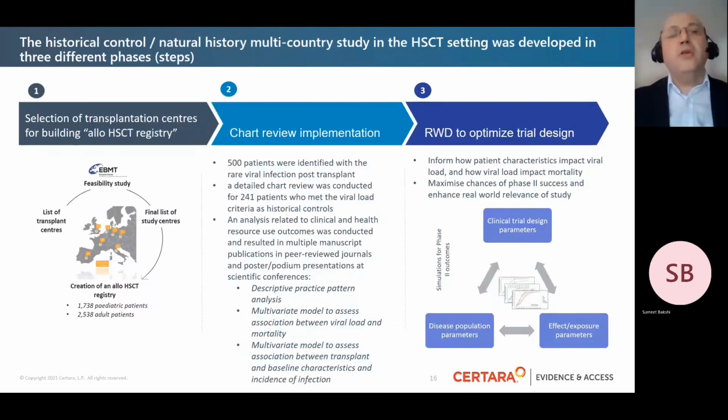At the first step, we compiled an allo-HCT registry. We first compiled the list of transplant centers in Europe and conducted an in-depth feasibility assessment in terms of number of patients available, standard of care in centers, practice patterns, and also key variable availability. Following evaluation of the feasibility assessment, we developed a final list of centers and created an allo-HCT registry. This registry contains more than 4,000 patients, including more than 1,700 pediatric patients and more than 2,500 adult patients.